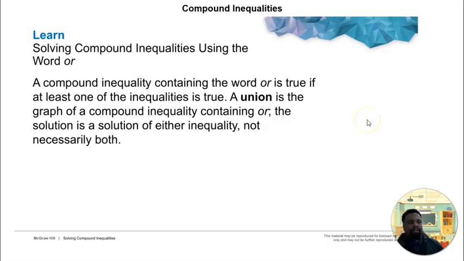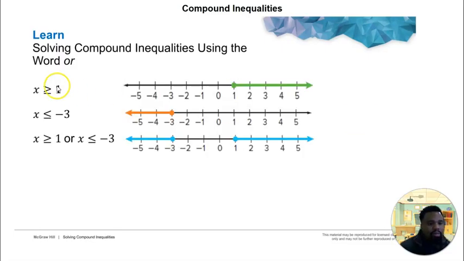Now, using the word or, this is called a union. With the word or, it means either could work and will satisfy the inequality. So let's look at an example of or. I have x is greater than or equal to 1. That's a closed circle on 1 going to the right. And then I have x is less than or equal to -3. That's a closed circle on -3 going to the left.